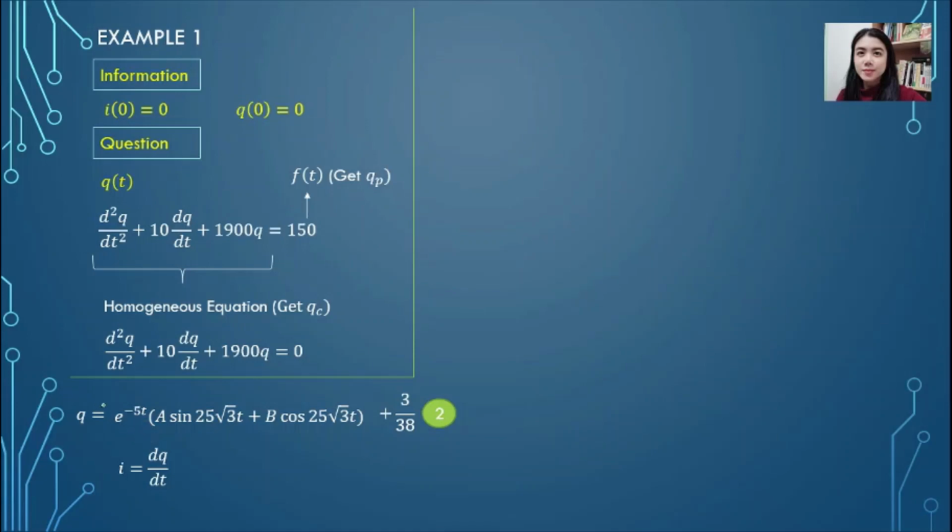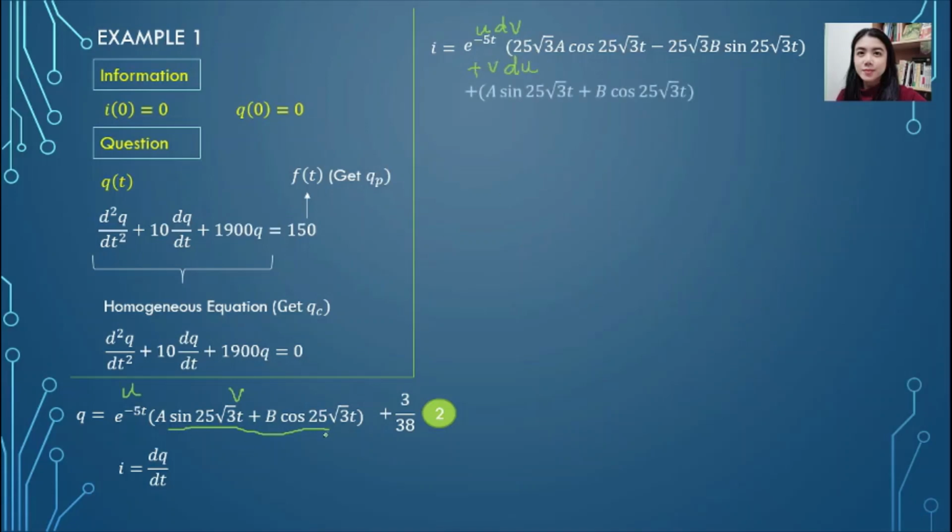So you have to let u equal to e to the power of negative 5t, and this is your v. So your I will be equal to u dv, so your u is e to the power of negative 5t multiplied with your dv, plus v du. This is your v, multiplied with your du. Your du is negative 5 e to the power of negative 5t. We name this equation number 3.